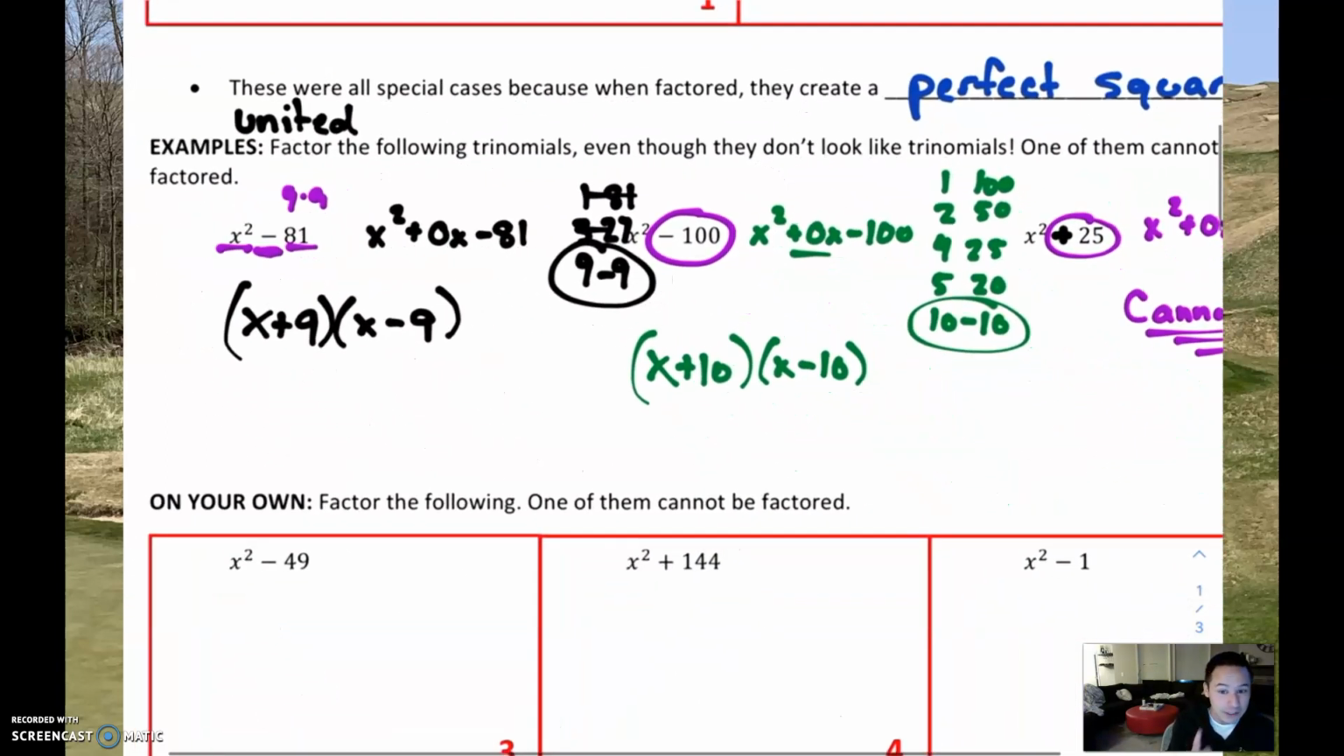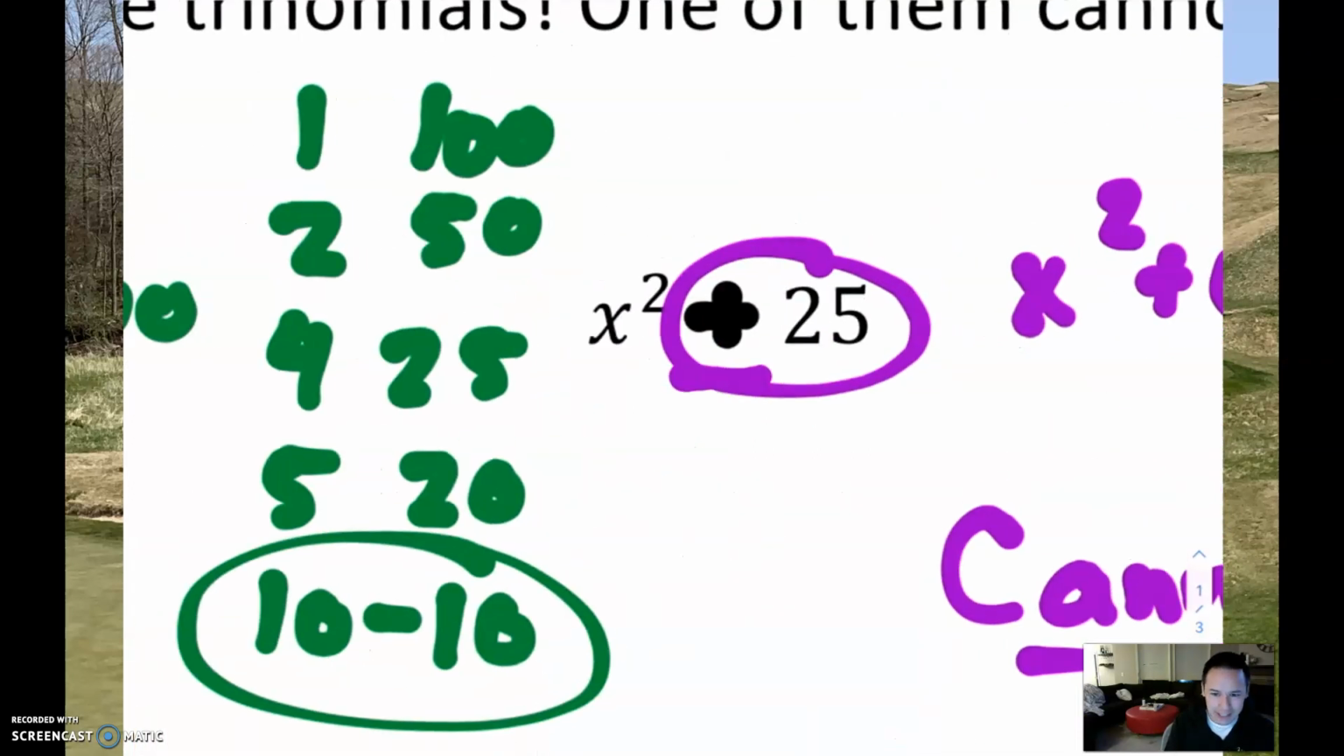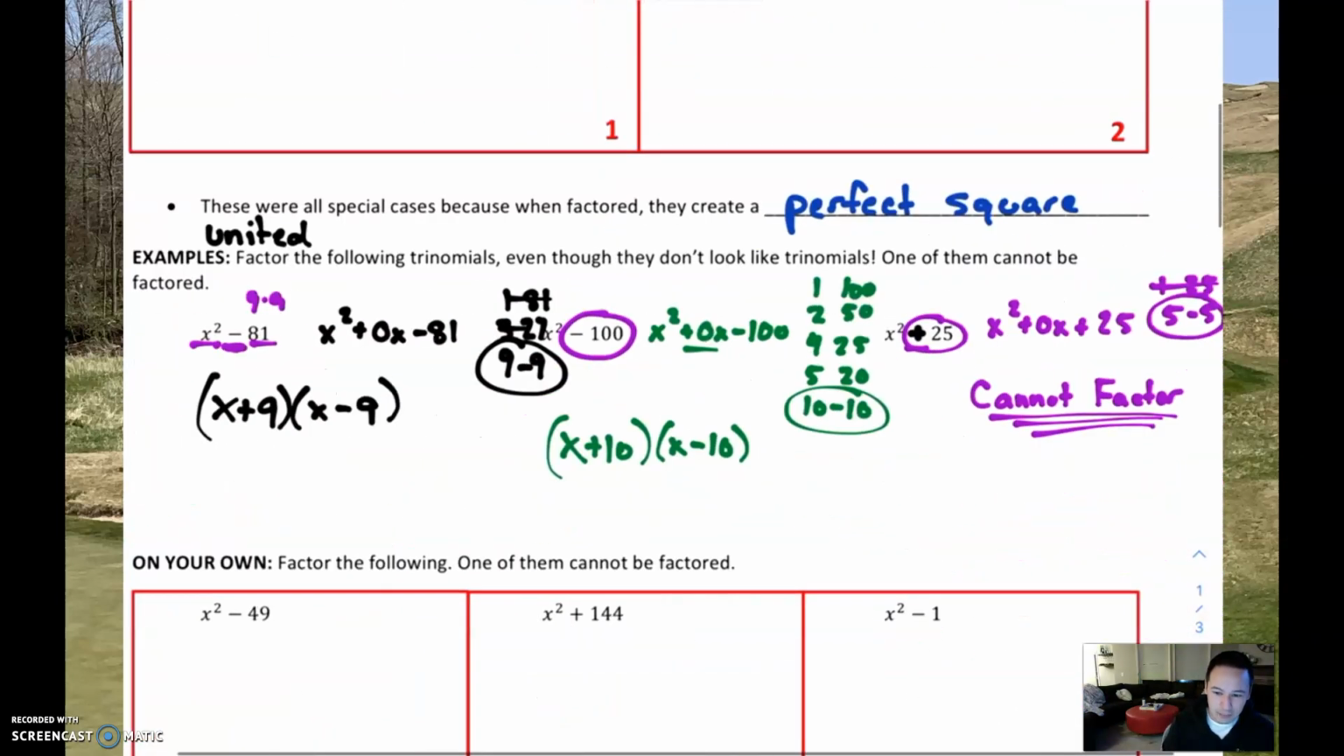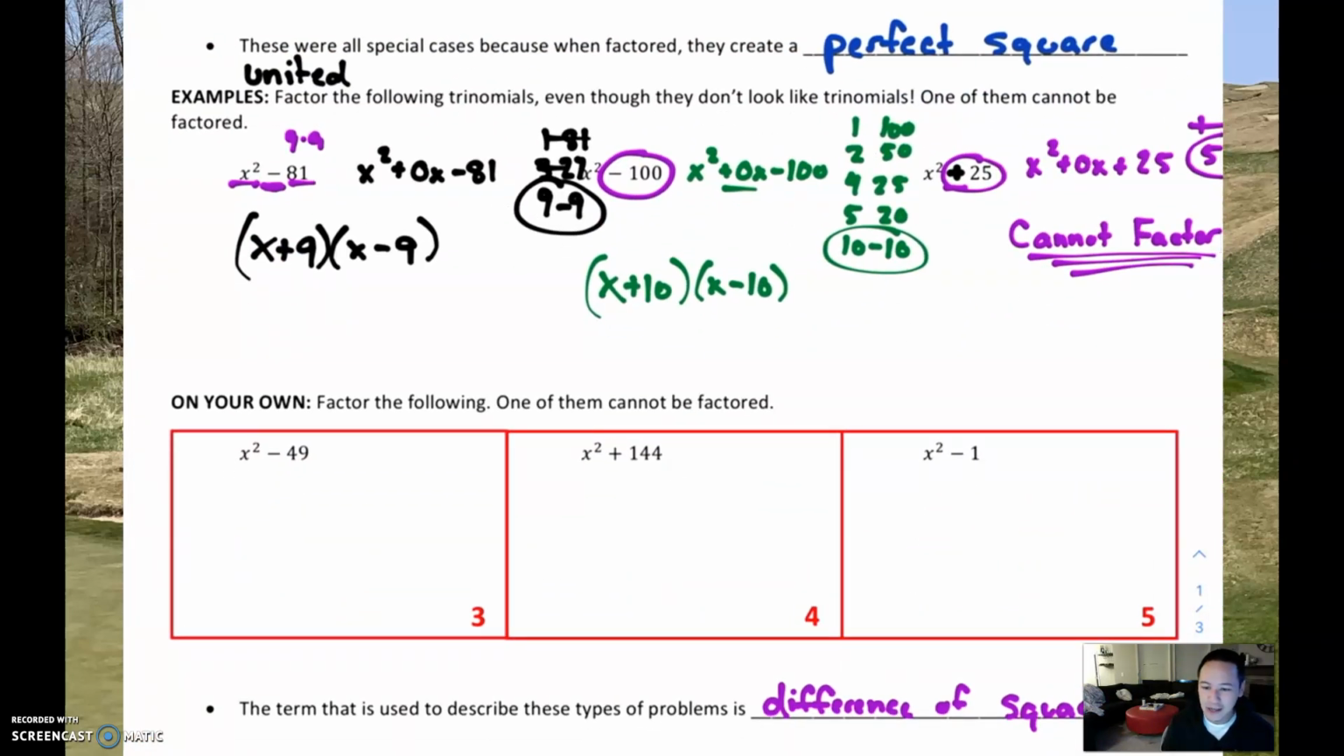So it works when there's a subtraction in there, difference. But if you see a sum, if you're adding them, that's not going to work. So you can't factor it with addition. So go ahead and finish these up, put those answers into Schoology, and you're all set. You've got everything you need for the test.